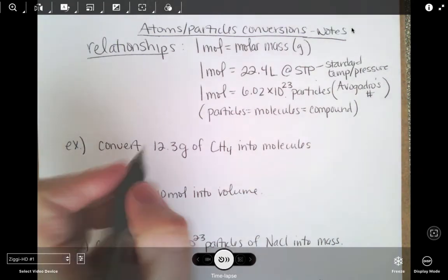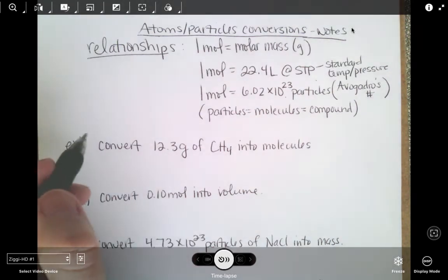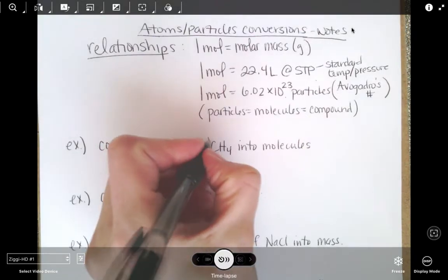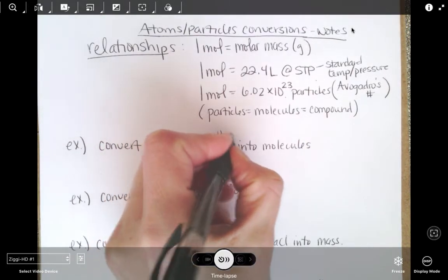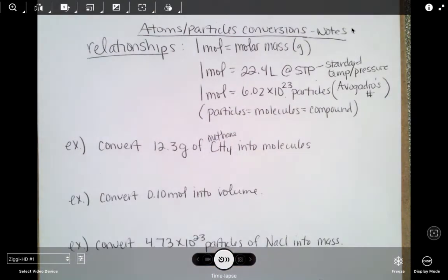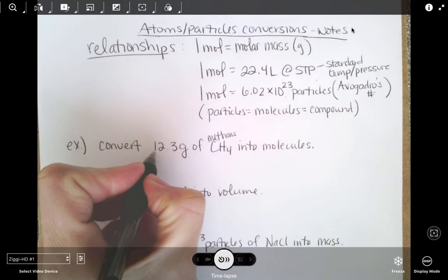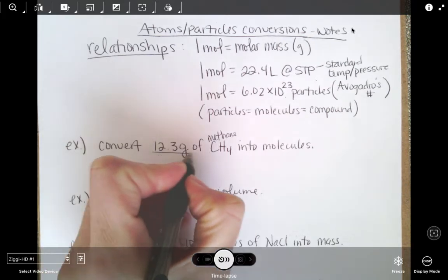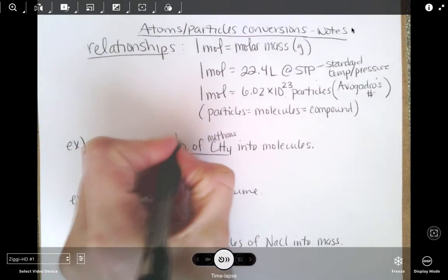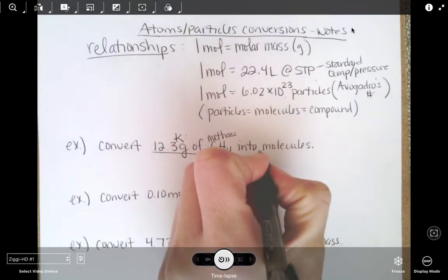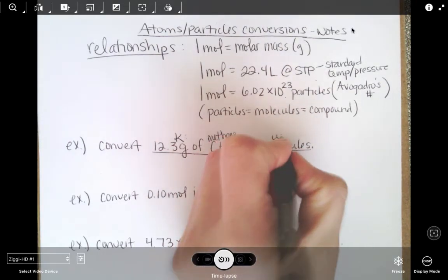So the first problem says convert 12.3 grams of CH4, which is methane, or carbon tetrahydride, into molecules. And so we have to have a starting place and an ending place. Whatever has the number is our starting place, so this is what we know or are known, and we're trying to convert it into molecules, which is our unknown.